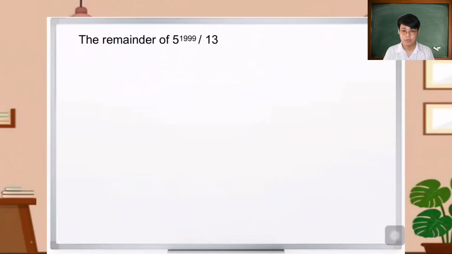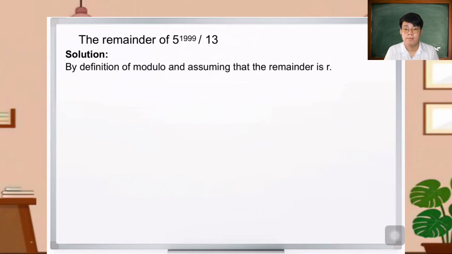The next question, we have 5 raised to 1999 to be divided by 13. Let's try solving the remainder by having a solution.